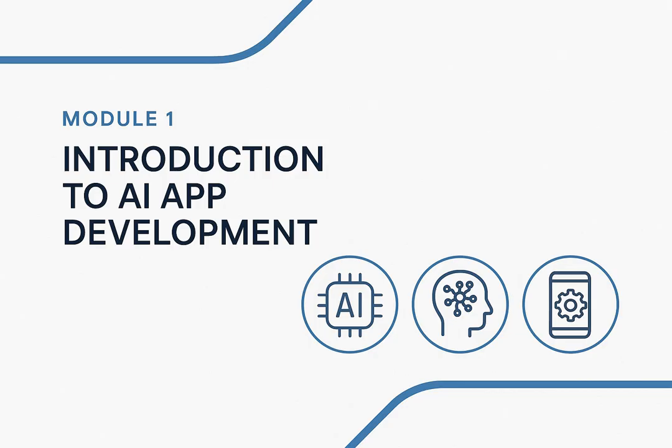An AI application, or AI app, is a software program that incorporates artificial intelligence technologies to perform tasks that typically require human intelligence. These tasks can include understanding natural language, recognizing patterns in data, making predictions, generating content, and learning from experience. What sets AI apps apart from traditional software is their ability to adapt and improve over time.